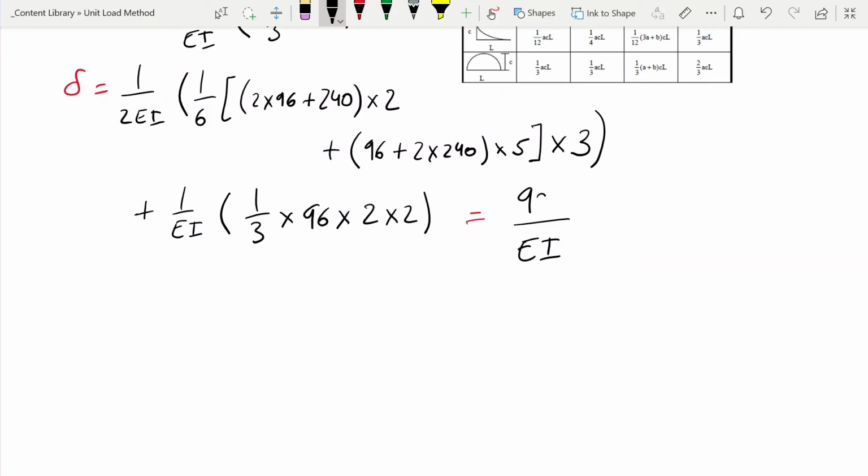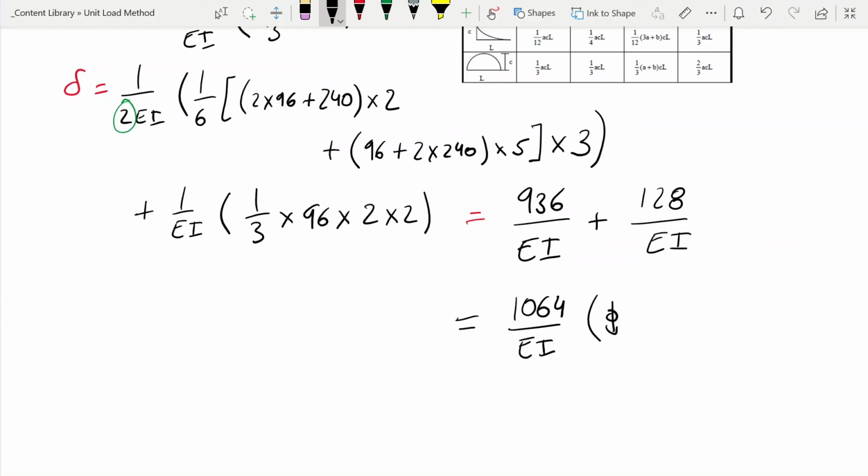So I'm splitting this calculation. This is 936 from the first part, and the second part will be 128, divided by EI. Note that the 936 is already divided by 2 because of this 1 over 2EI. So at the end, this is equal to 1064 divided by EI. And again, the fact that it's positive means my displacement is down, which was what I assumed at the beginning.